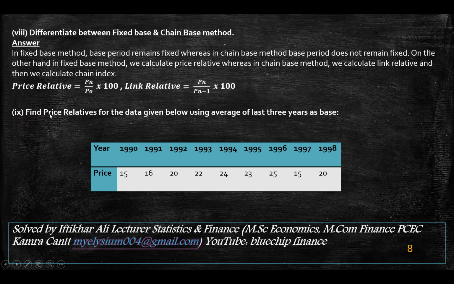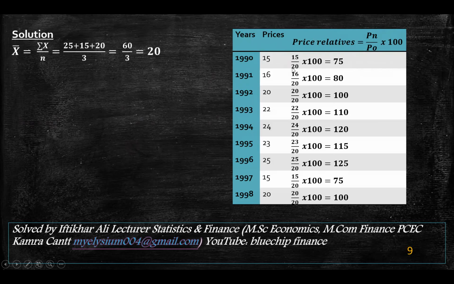Question number 9: find price relatives for the data given below using the average of the last 3 years as base. So data is given here from 1990 to 98. Price is given. First of all, we need to calculate the average price of the last 3 years. So 25 plus 15 plus 20 divided by 3 is 20. So that is our average, 20.